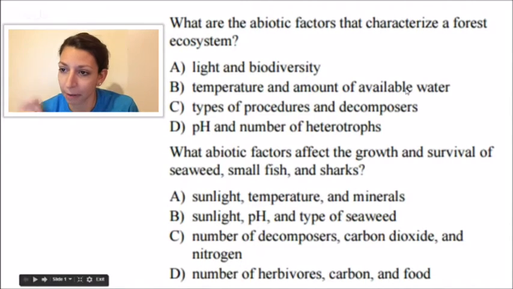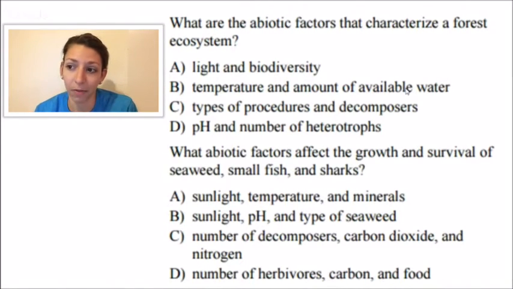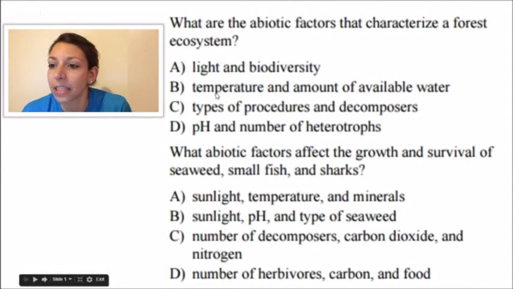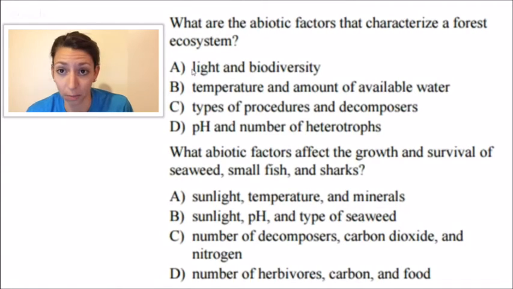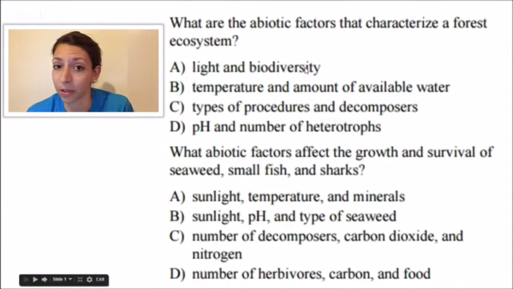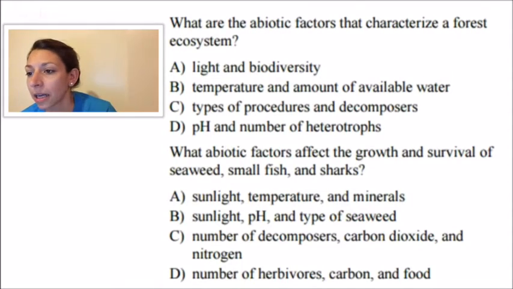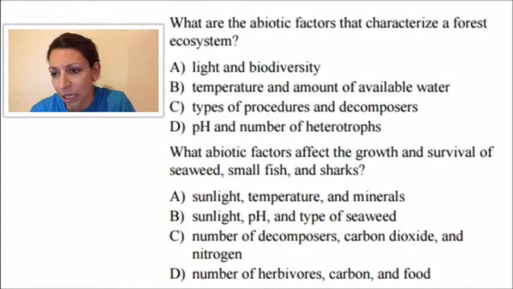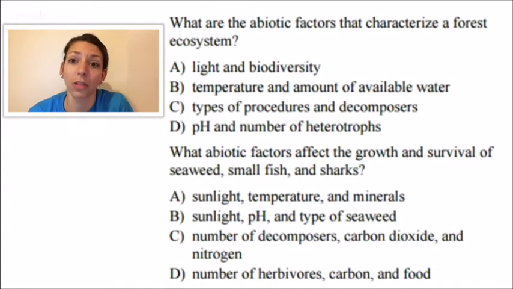A, that's light and biodiversity. Light would be fine. Biodiversity is living, like all the living things in an area. B, temperature and the amount of available water. Now this is a good one because water is non-living. It's a very important material for living things, but it is not itself living. It's neither an organic compound nor is it alive. C, producers and decomposers. Again, decomposers would be living, so it doesn't count. D, pH and number of heterotrophs, also living things. So our best answer would be B.